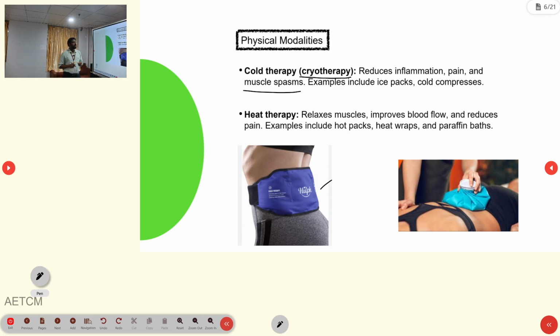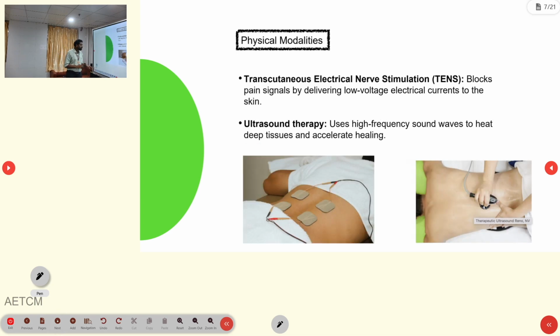Then we have heat therapy. Heat is mostly given for subacute and chronic conditions. This, in general, relaxes muscles, improves the blood flow, and reduces pain. Examples are the usual hot packs that people use, and then heat wraps, paraffin bath, etc. But the disadvantage of all these methods is that they will give heat only superficially.